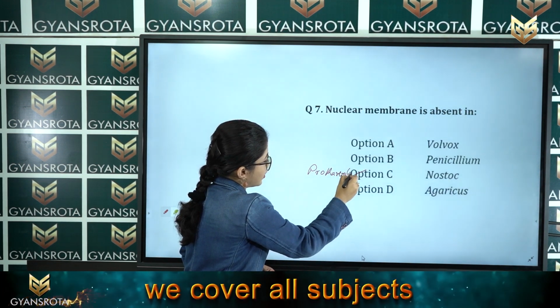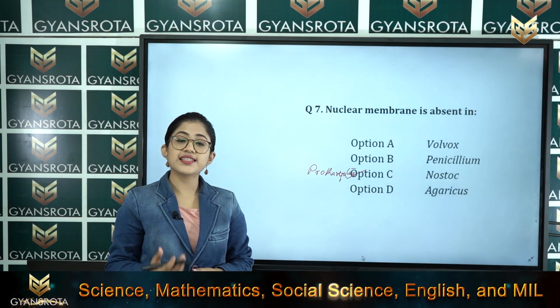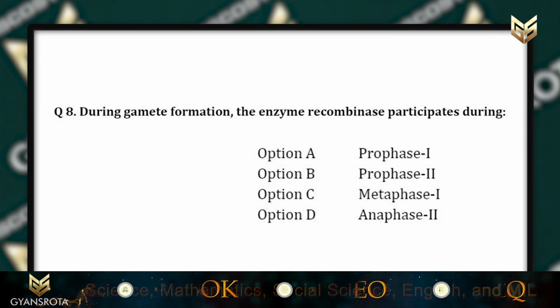Prokaryotes do not have a nuclear membrane. So, option number C is the correct answer. Now, let's see the next question, that is question number 8.